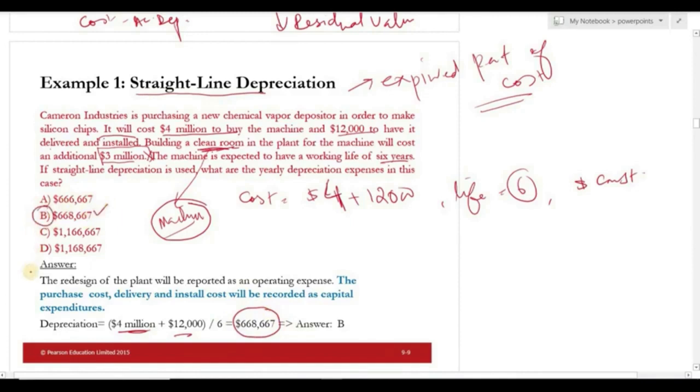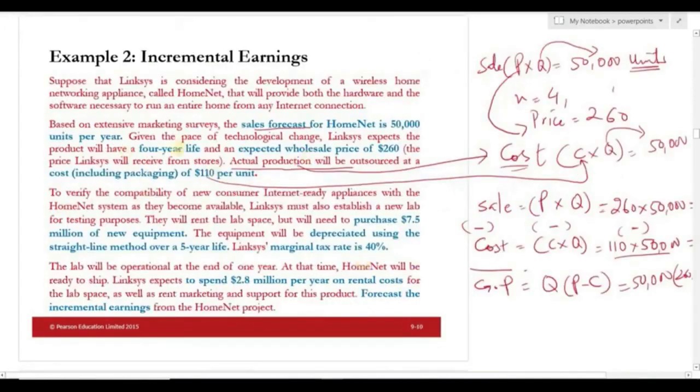This slide actually helps you to understand what the depreciation method looks like and how to incorporate the aspects of the cost. Not every cost is added to the cost of the machine, like the separate room cost. Okay, let's read this question for the incremental learning.